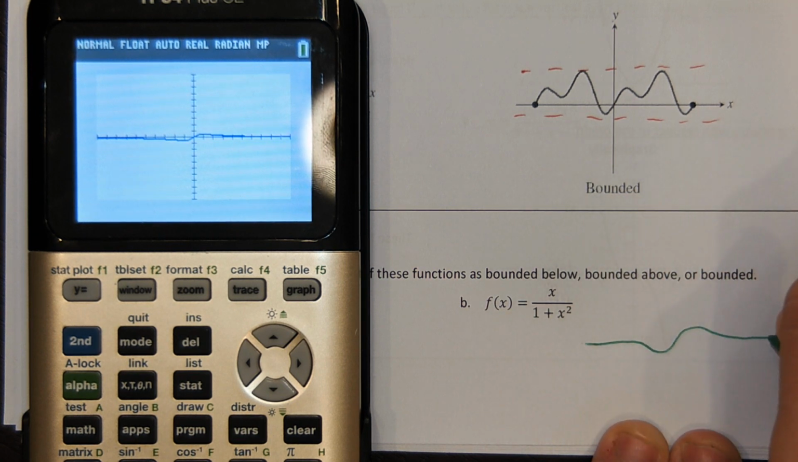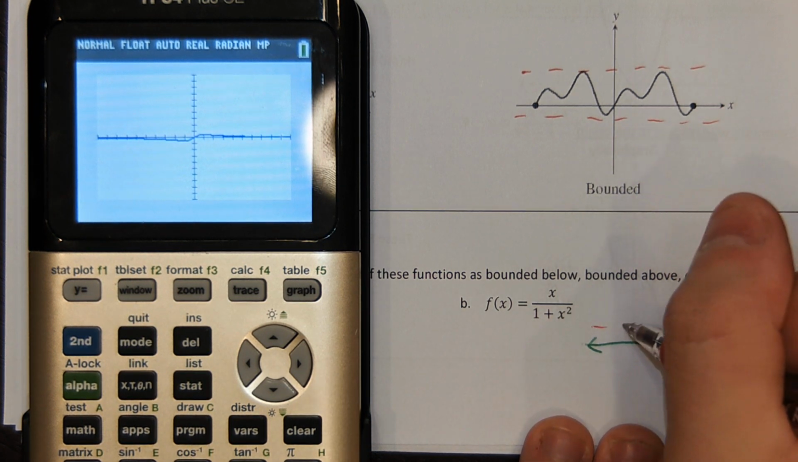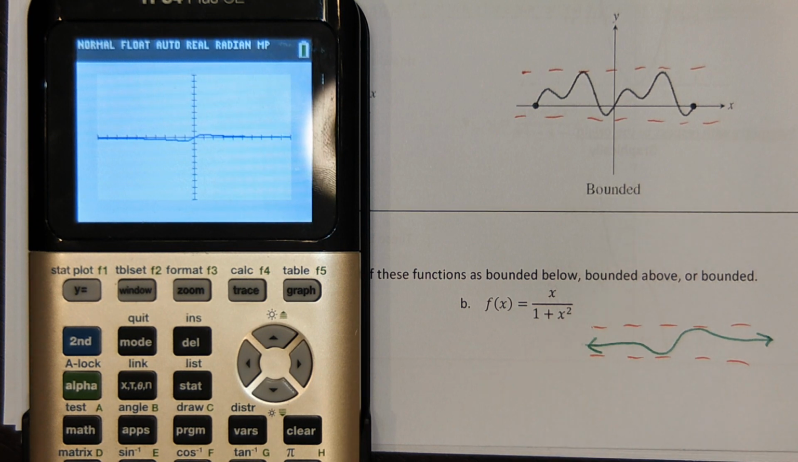Hyper exaggerated. There. So this is going to be absolutely bounded. Bounded above, it does have a ceiling. Bounded below, it does have a floor. So simply bounded.